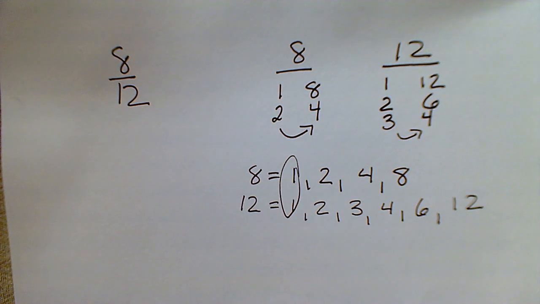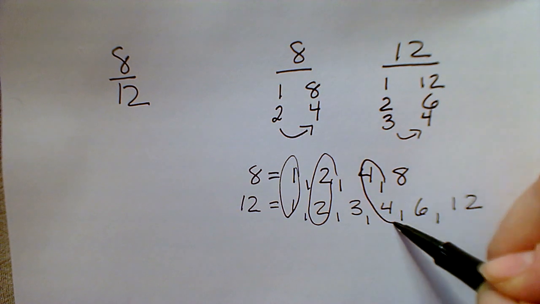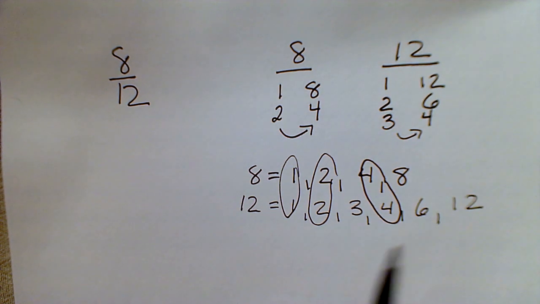Again, 1 is always a common factor, but we have 2, and we have 4. So let's try both using 2 and 4 and see what happens to our fractional units.